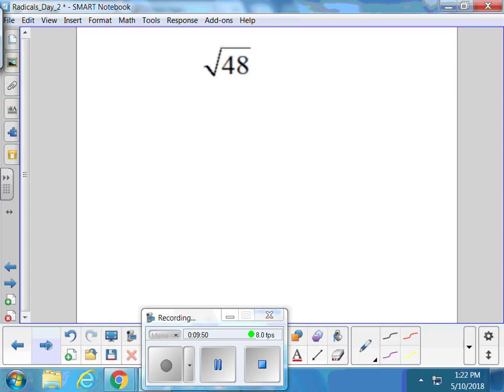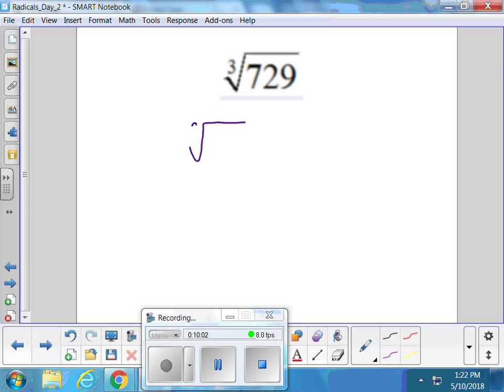I'm going to skip around a little bit to find a cube one. This one, 729. So suddenly, if you're a perfect square person, you have to be a perfect cube person. So I'll show you how you would do method 1. You'd find two numbers such that one is a perfect cube that would divide the 729.